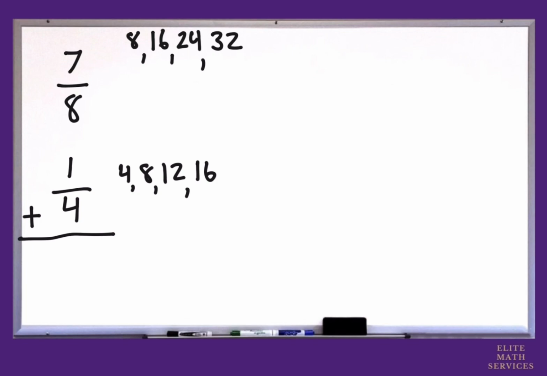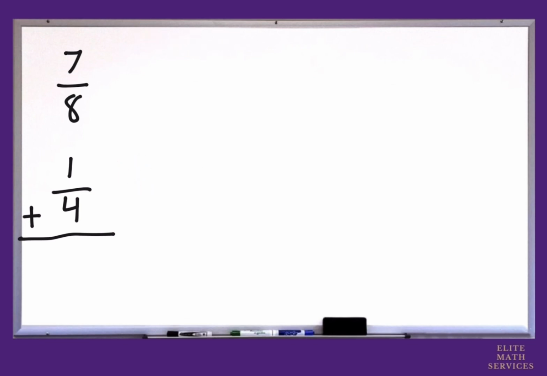And we're going to stop there because we do already have a common multiple. Remember, it cannot be lower than the highest denominator, which is 8. So we're going to cross out that 4. Now, the smallest and the least common denominator is 8. They both have 8 in their multiples. So our new denominator is going to be 8.